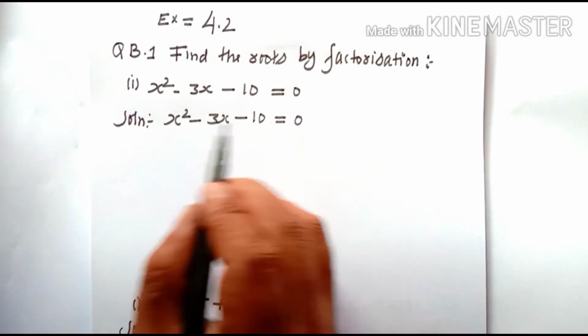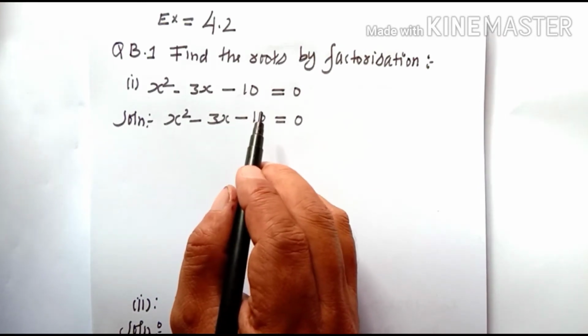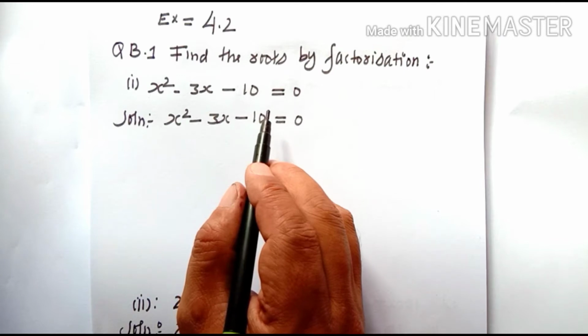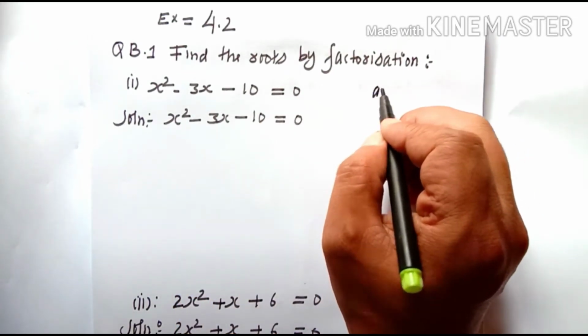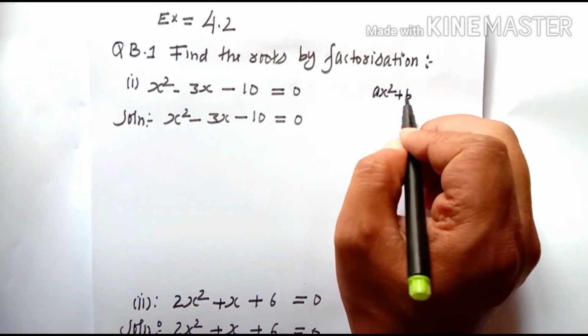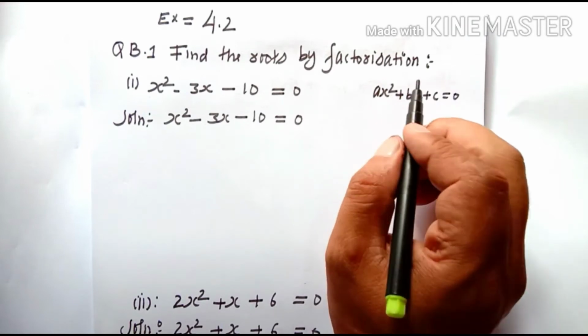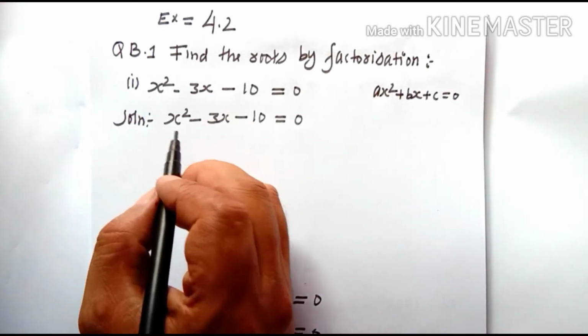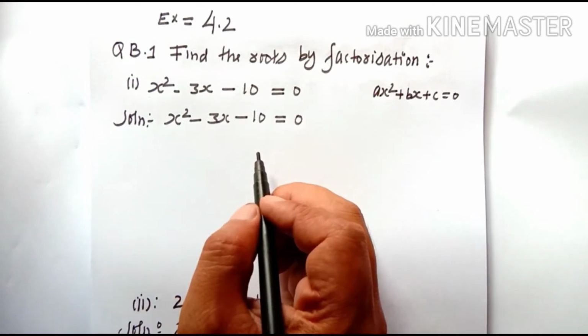So here, the first step one must do is check whether the given equation is in standard form or not. The standard form of a quadratic equation, we know, is ax square plus bx plus c equals 0, where a is not equal to 0. Right now the given equation is in standard form, so straight away we can do our work.